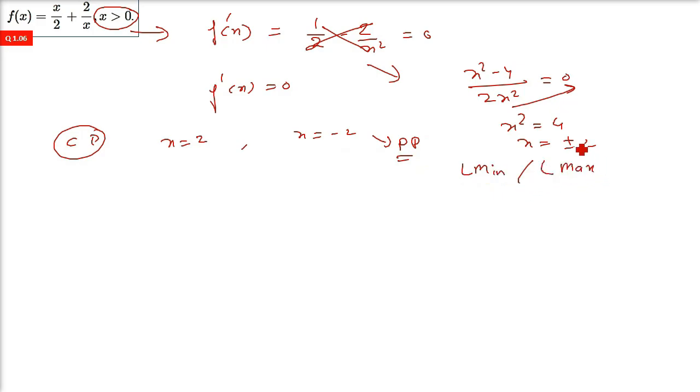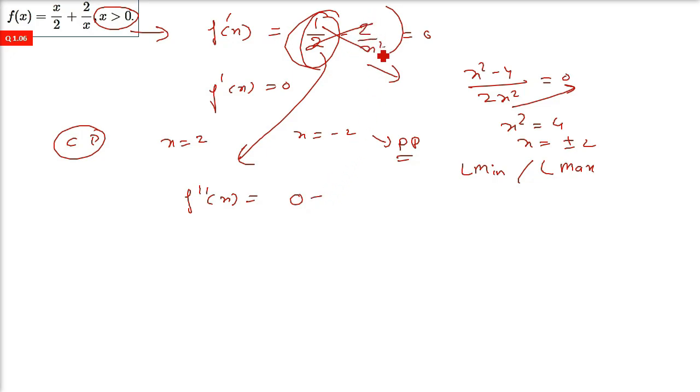I have to find the local minima or local maxima at x equals 2 as well as x equals minus 2. Next one is the double derivative. In 1 by 2 minus 2 by x square, the 1 by 2 will get eliminated. Minus 2 by x square you can take in the numerator. It will be x cubed.